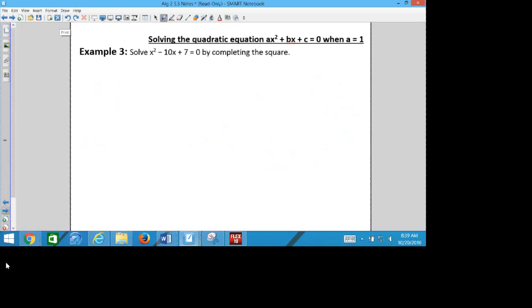Okay, finally we're going to do the entire process of completing the square. So what we've just done, all the pieces come together for doing something called completing the square. So I'm going to go through all the steps. I would encourage you to write down. If I write it down, you write it down too.